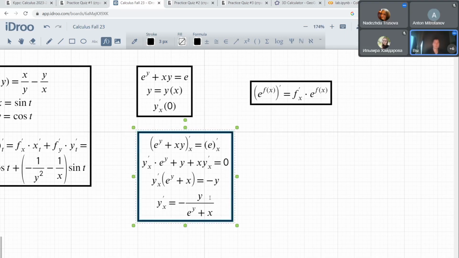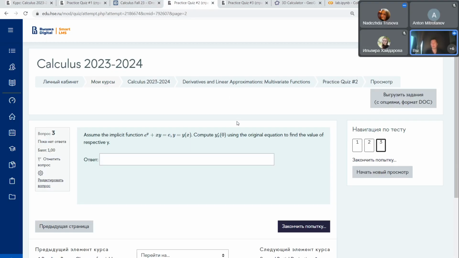So that's nice. But as you can see, we still have a problem. We don't know how to compute it at the point of 0, because we don't know the formula for y and for e and y, respectively. But what will help us? We know we have a hint. We need to use the original equation to find the value of the respective y.